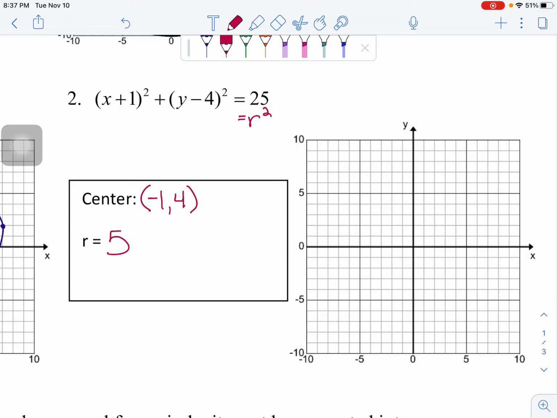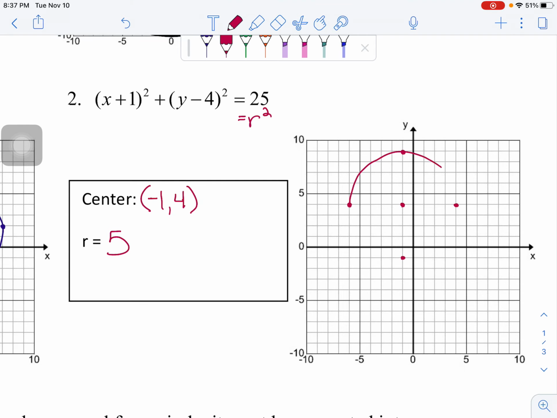Let's go ahead and count that one. So -1, 1, 2, 3, 4. Let's count 5 in all directions. 1, 2, 3, 4, 5. I believe I've counted that out right.